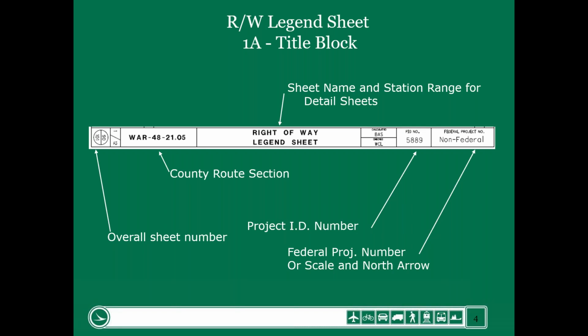All of these things I covered on Tuesday, the page sheet numbering, the county route and the section, but we now have what's called the right-of-way sheet numbering. As you can see, right above the overall sheet numbering, we have 1 of 12. So there are 12 right-of-way sheets. This is sheet 1 of the right-of-way plans, and of course it's sheet 90 of the overall plan set.